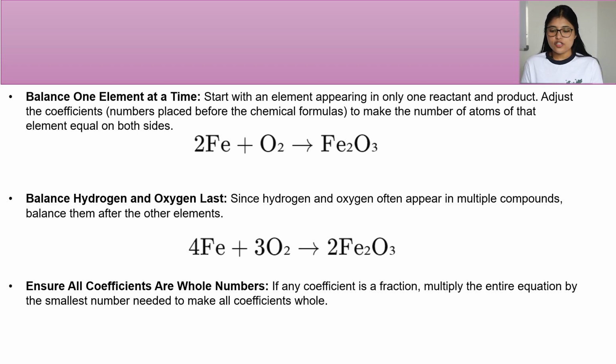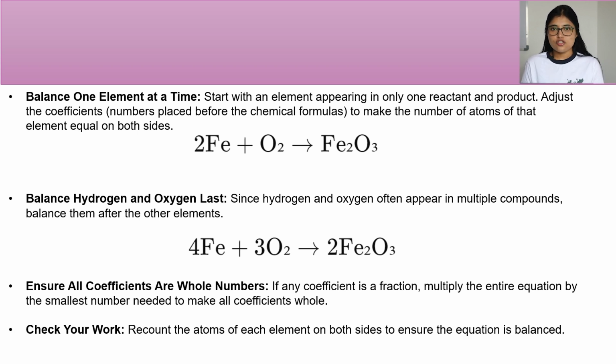Here I have two coefficients on the left hand side, 4 and 3, both are whole numbers. On the right hand side I have a coefficient of 2, that is also a whole number. So it is necessary that all the coefficients are whole numbers. You cannot have fractions or decimals. The final step is to check our work.